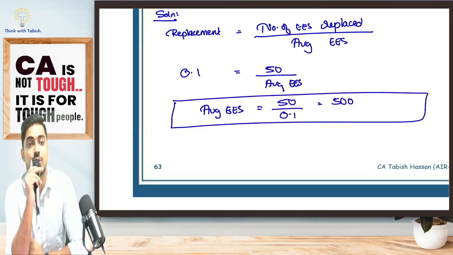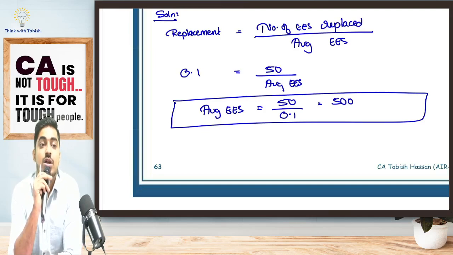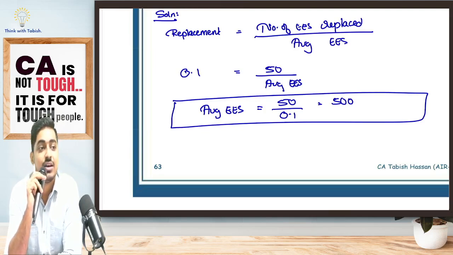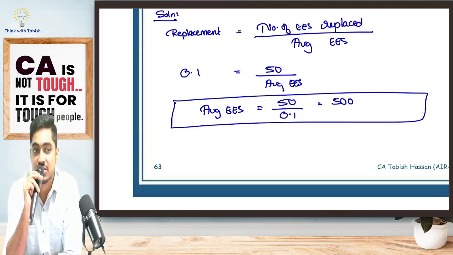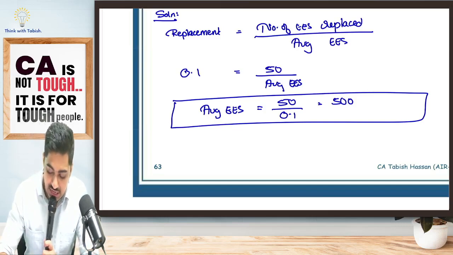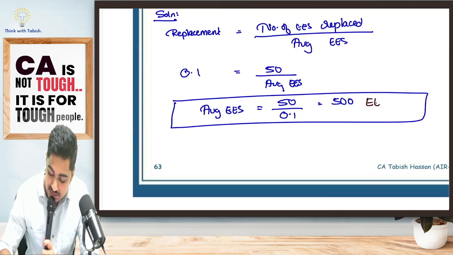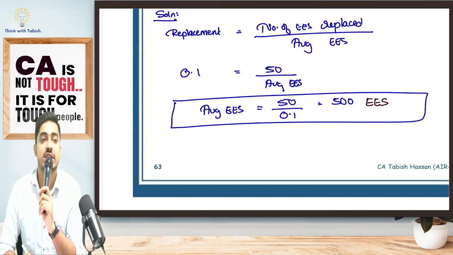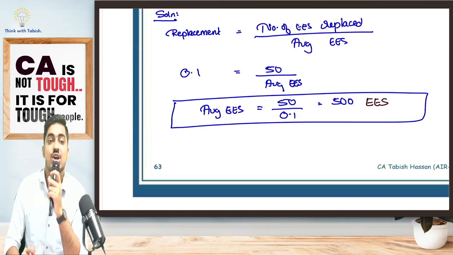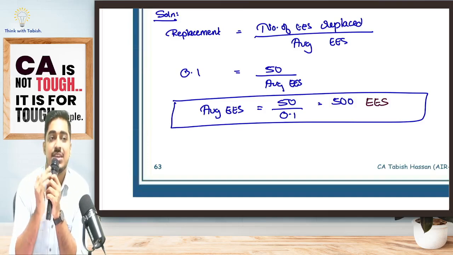500 what? What am I doing here? Units. It is 500 employees. That is going to be your presentation; it tells what your answer is. Is this clear, everyone? Once I have my average number of employees, then everything we can keep doing.